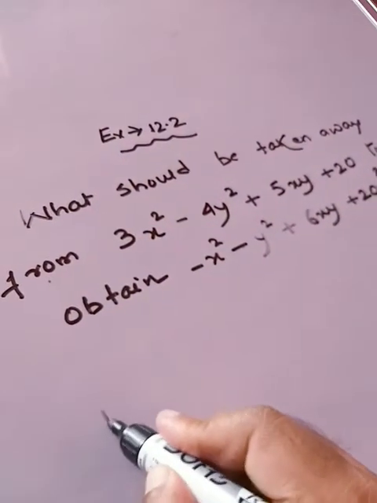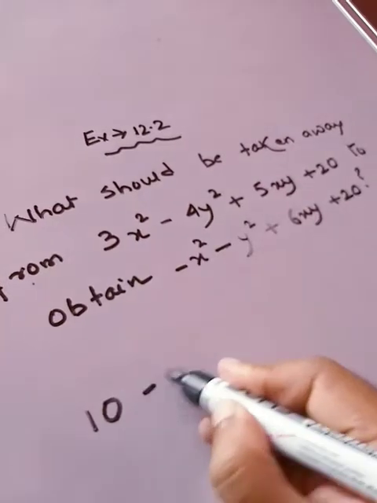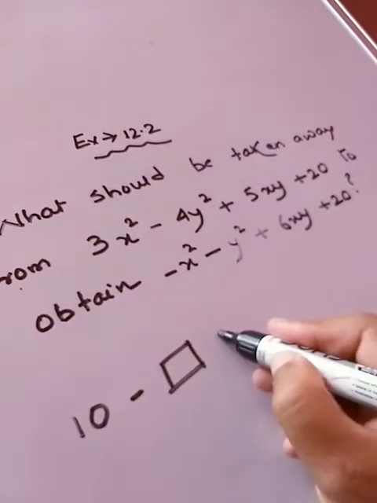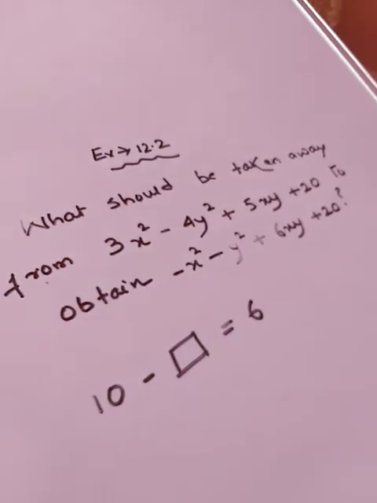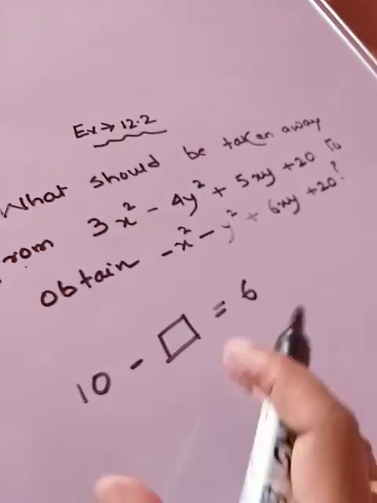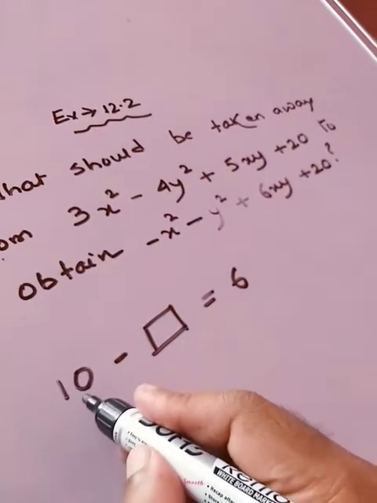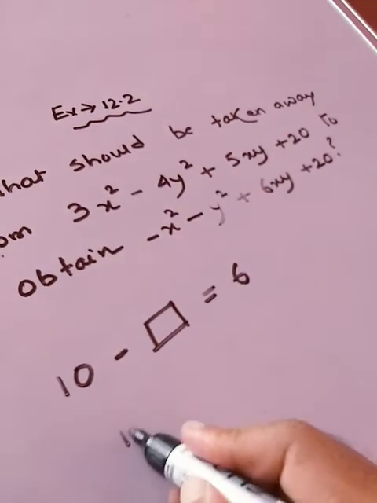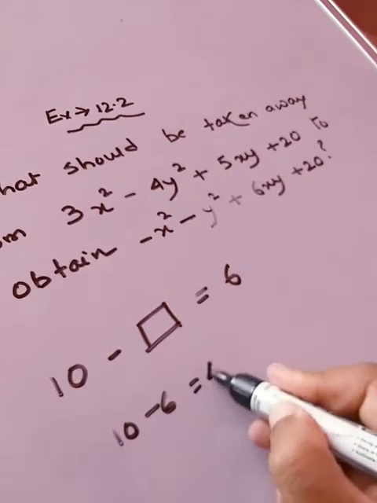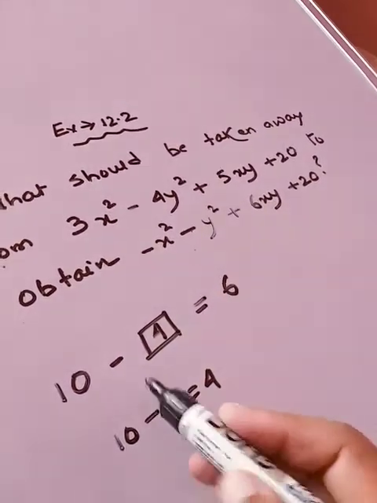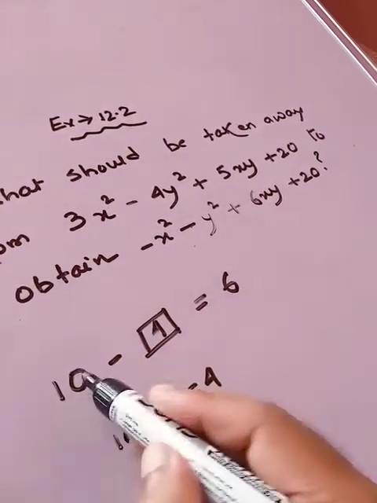What should be taken away from 10? Suppose what should be taken away from 10 to obtain 6? So what is the trick, what is the process that we have to follow? The process is that we have to subtract 6 from 10. That is 10 minus 6. What is the answer? 4. So 10 minus 4 is 6. So we are subtracting 6 from 10.